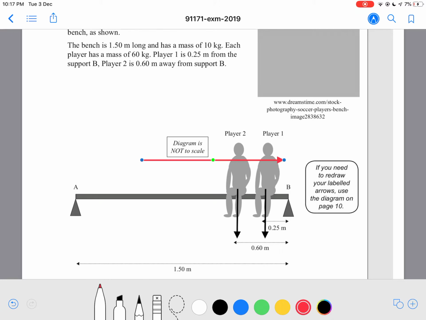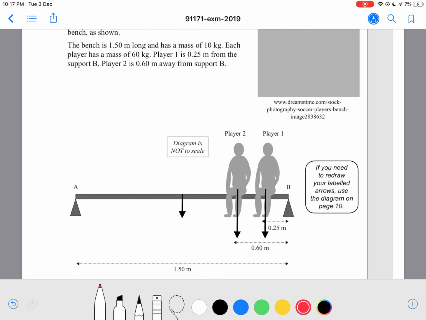However, for our bench, it's going to be a lot smaller, and that's because it's only 10 kilograms compared to the 60 kilograms. So, apologies. Let me try this again. Once again, from the center of the bench, it's going to be a lot smaller. So it's probably somewhere there. And remember, your lines need to be straight.